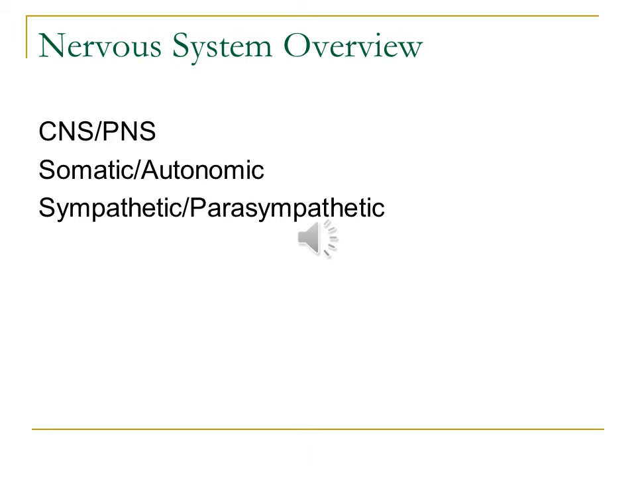So basic overview of our nervous system. We have our two main areas of the nervous system. We have the central nervous system and the peripheral nervous system. So obviously we know the central nervous system is going to be the brain and the spinal cord. The peripheral nervous system is as those nerve roots kind of branch out into the rest of the body. That would be referred to as our peripheral nervous system.